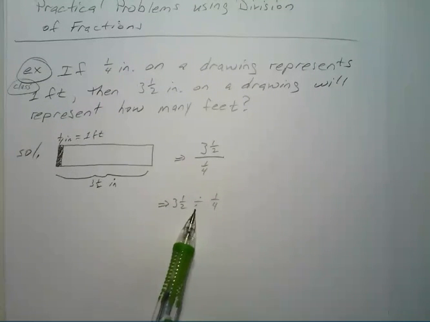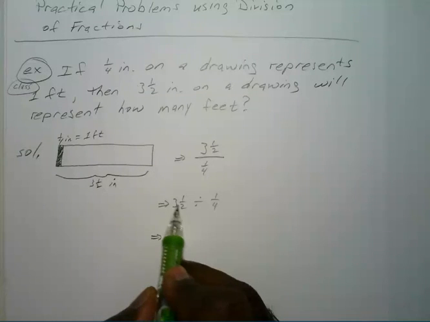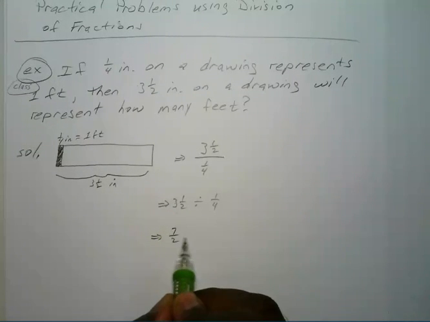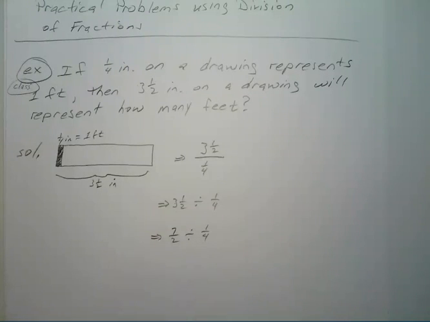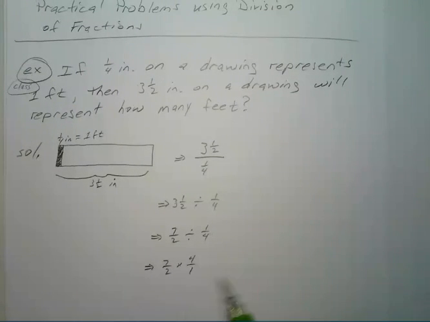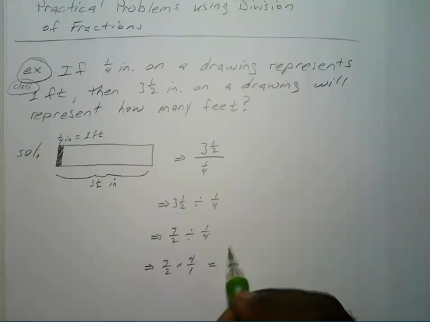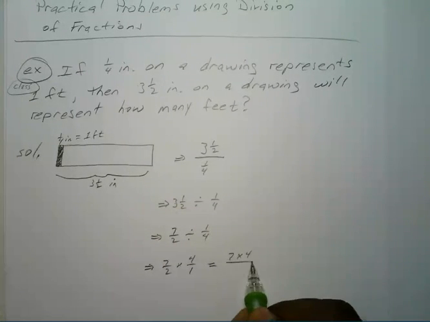Okay, so before we can divide, we have to change this mixed number to an improper fraction. 2 times 3 is 6, plus 1 is 7, so we have 7/2 divided by 1/4. Now we can apply our division steps. Write down your first fraction, 7 over 2. Your division changes to multiplication, then you flip the second one, so 1/4 becomes 4/1. Okay, so now we have 7 times 4 over 2 times 1.